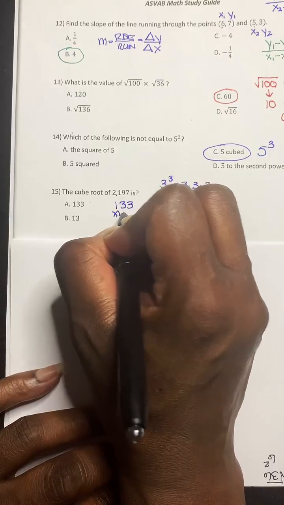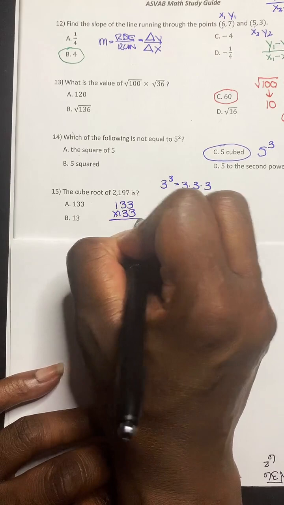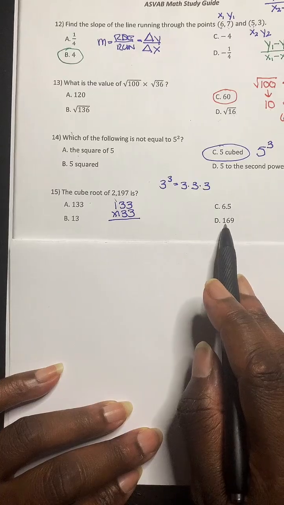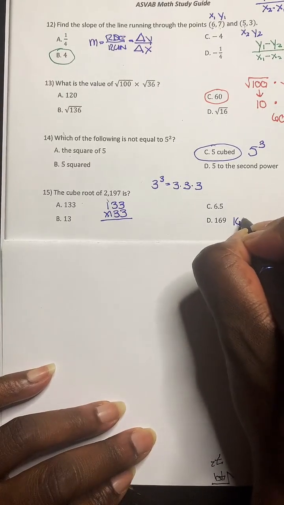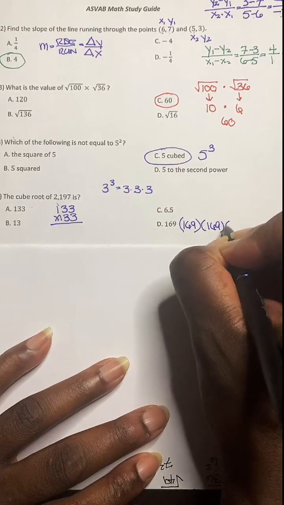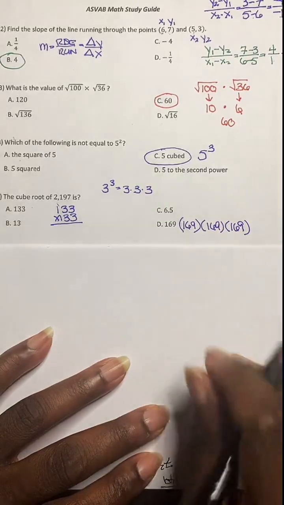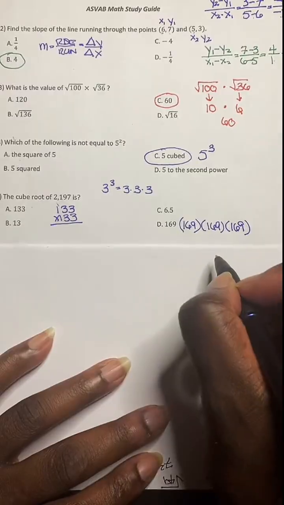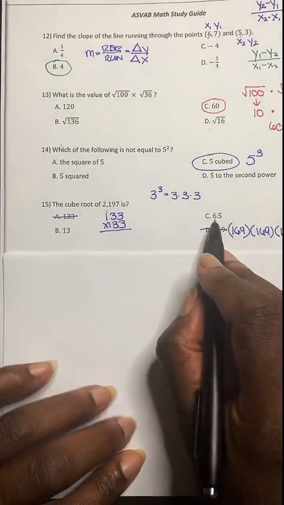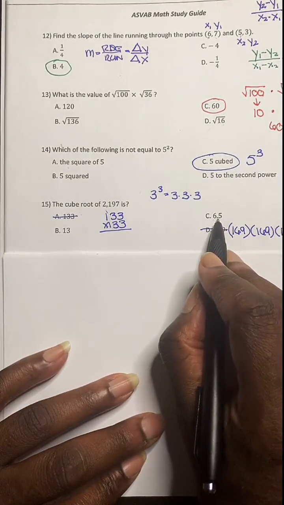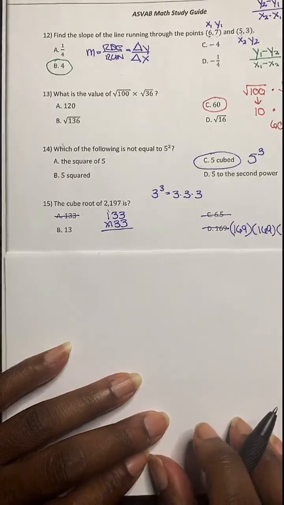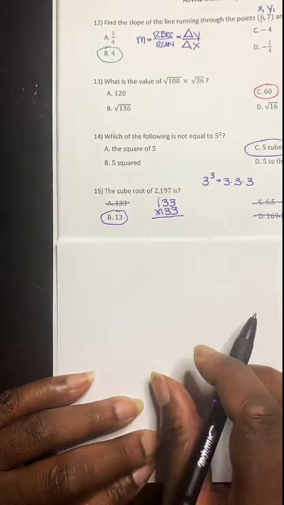Well, let's just be real. 133 times 133? Seriously? That's going to be a heck of a lot. Huge. Same thing with the 169, because we're trying to say 169 times 169 times 169. Way too huge. Definitely not going to be a 3-digit number. So D and A are out. When we take that cube root and we have a decimal, you're not going to get a decimal out. That's out. So it's going to be 13.